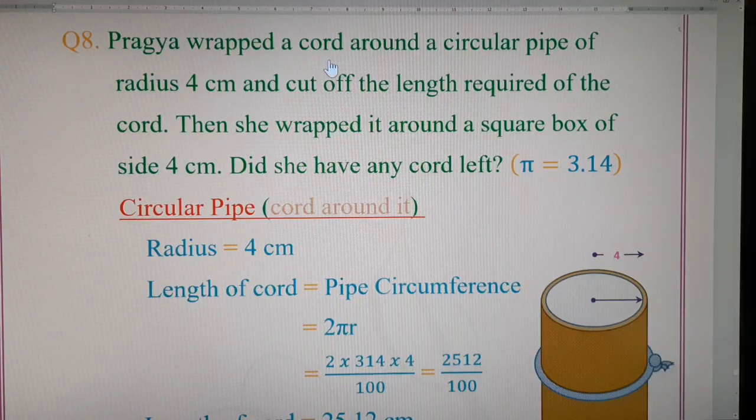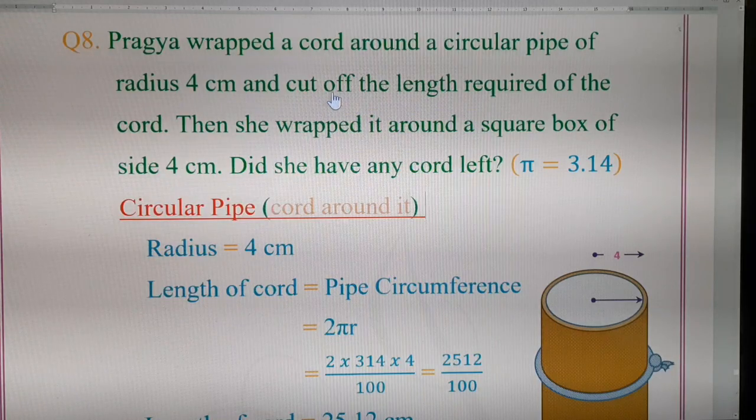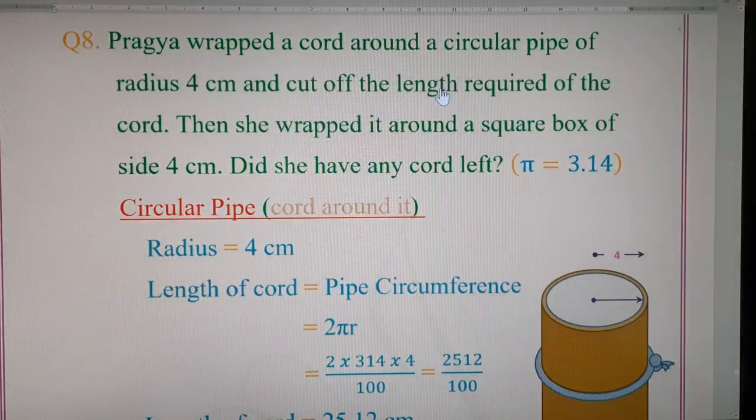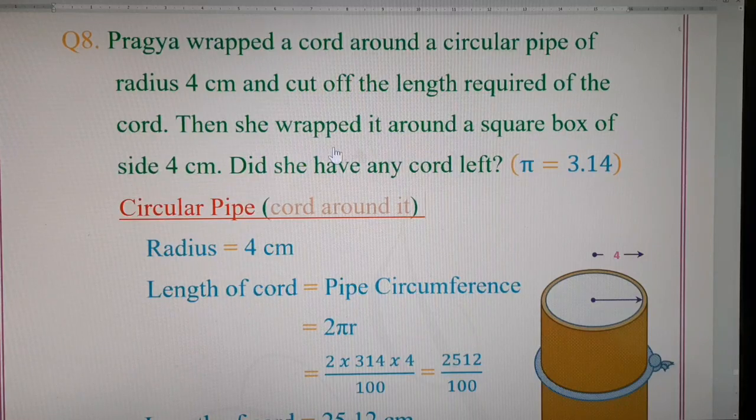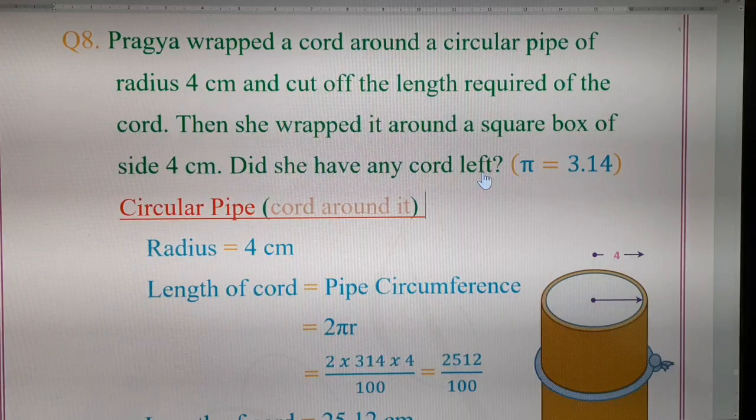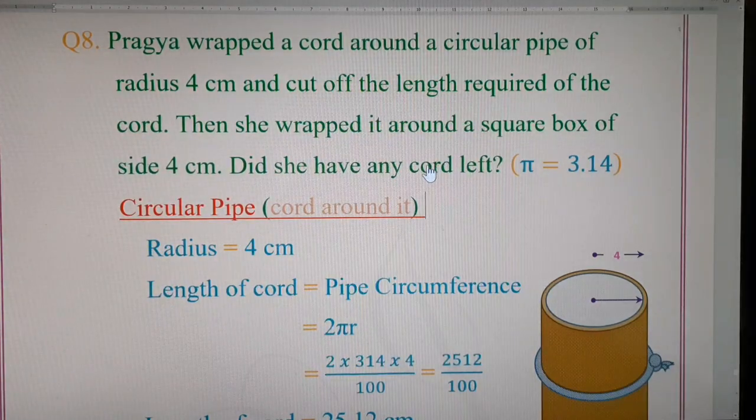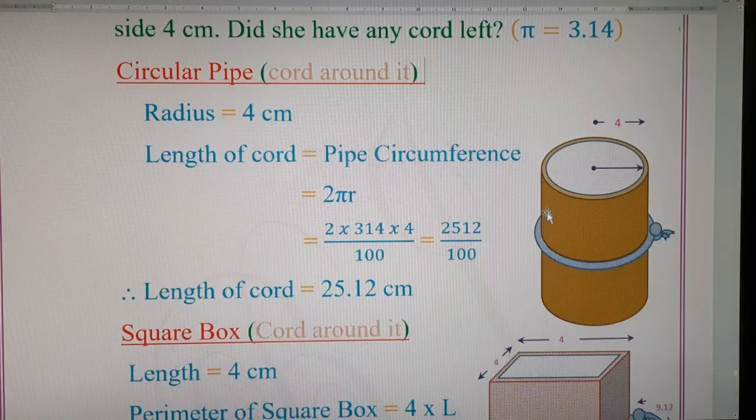Pragya wrapped a cord around a circular pipe of radius 4 cm and cut off the exact length required of the cord. Then she wrapped it around a square box of side 4 cm. Did she have any cord left? Now we have to find the length of the cord which is left if the same cord is wrapped around a square box. So first she is wrapping the cord around a circular pipe.